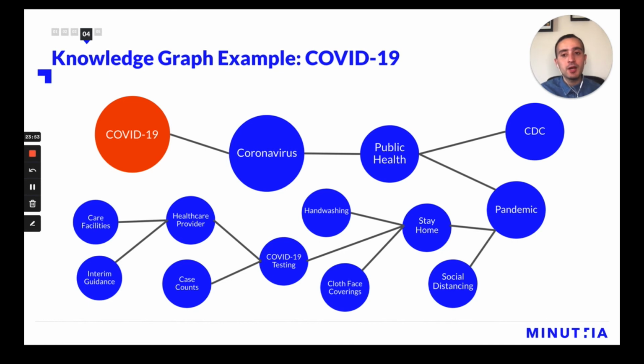Okay. Now, if we had a website that was talking about COVID-19, we would have to talk about things like coronavirus, public health, CDC, pandemic, stay home, hand washing, healthcare provider, case counts, cloth face coverings, and so on and so forth. If we were covering those terms and those topics, then in the eyes of Google, we would be a relevant resource when it comes to the parent topic, which is COVID-19.